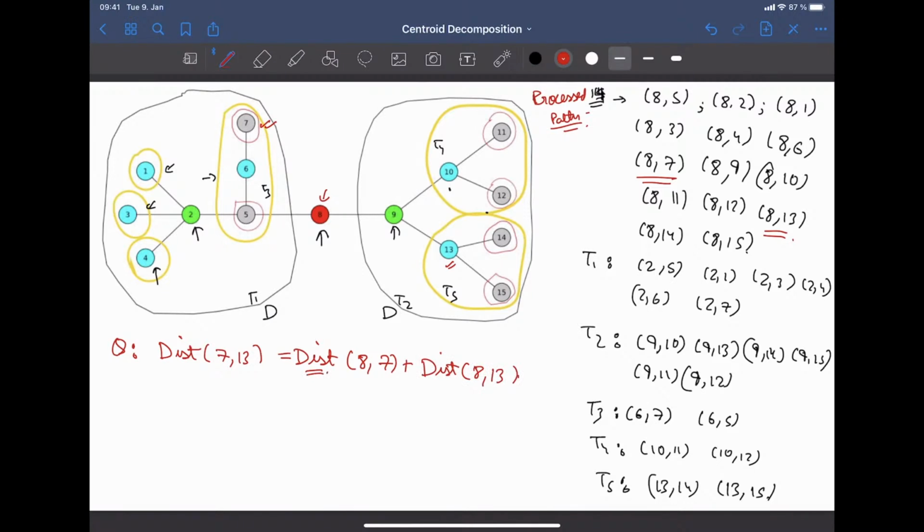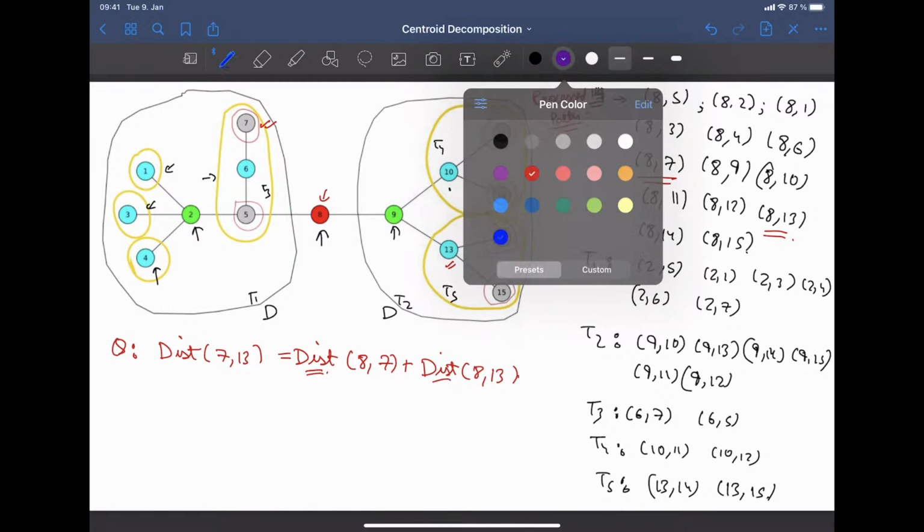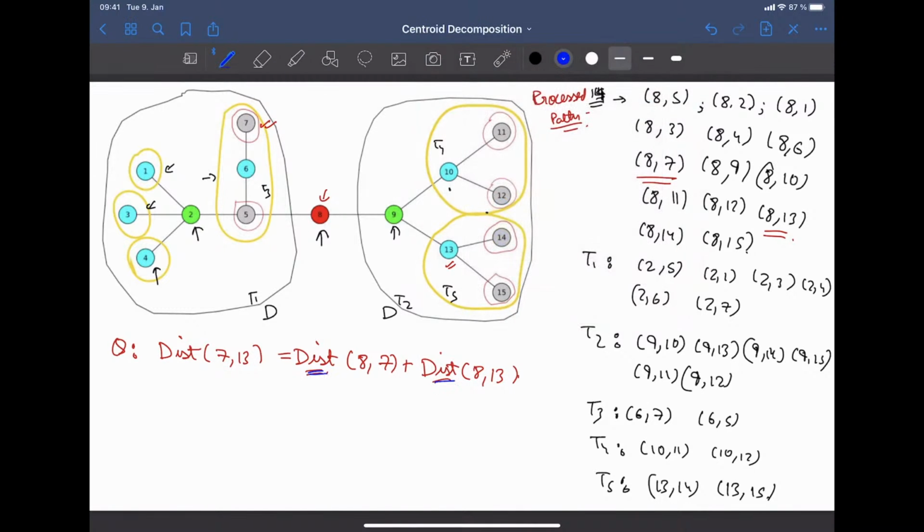And this distance is pre-computed because it is part of our initial pre-processing, where we pre-process these order n log n paths. For these n log n paths, we are maintaining some information. In this case, the information is distance. It could be something else.